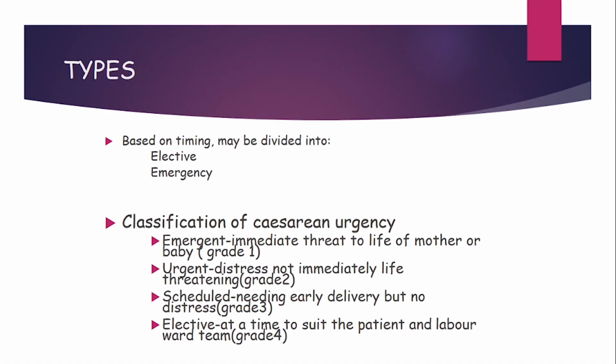So now, let's talk about the types of cesarean section. Based on timing, as I mentioned earlier, it may be divided into elective or emergency cesarean section. Then, based on urgency, we have graded it into 4. The first is grade 1, that is emergent, when there is immediate threat to the life of the mother or baby. Then urgent, when there is distress, but this distress is not immediately life-threatening, that's grade 2. Then scheduled, that's when there is need for early delivery, but there's no distress, that's grade 3. Then elective, that's the one that can be done at a time to suit the patient and labor ward team.